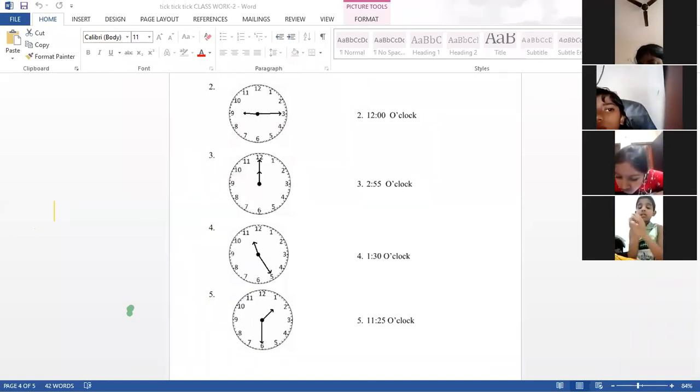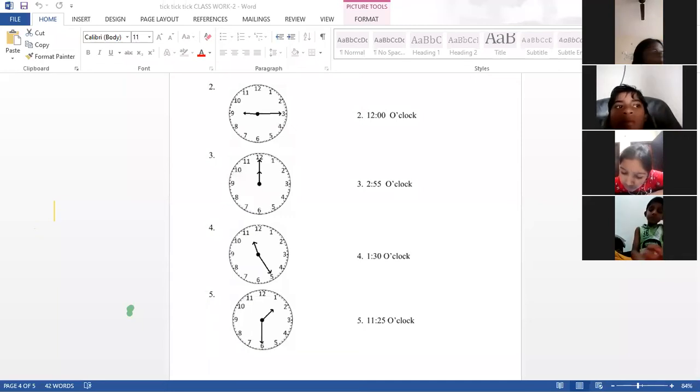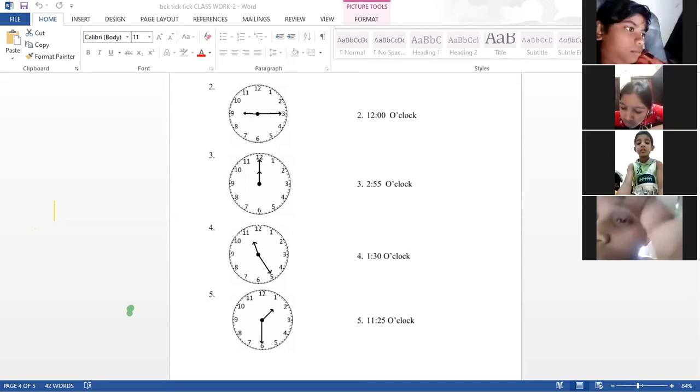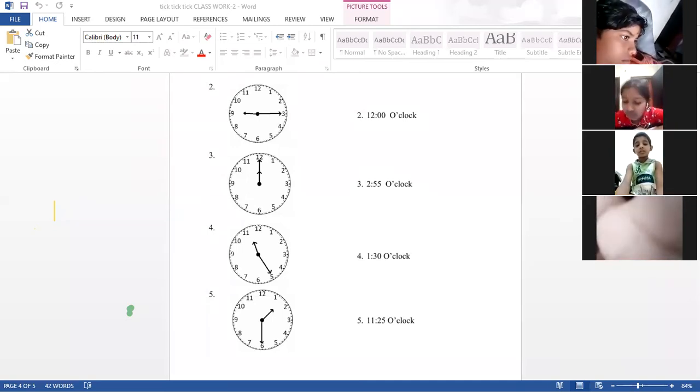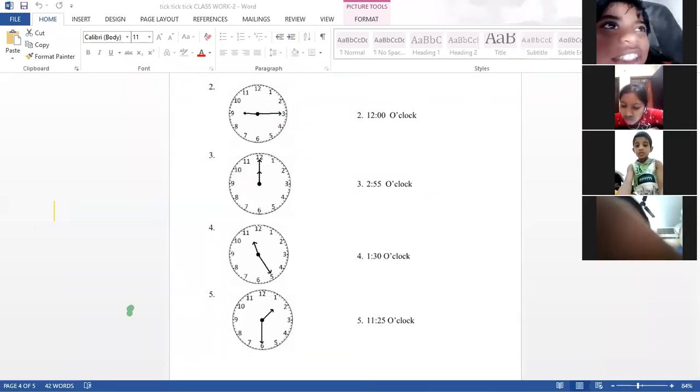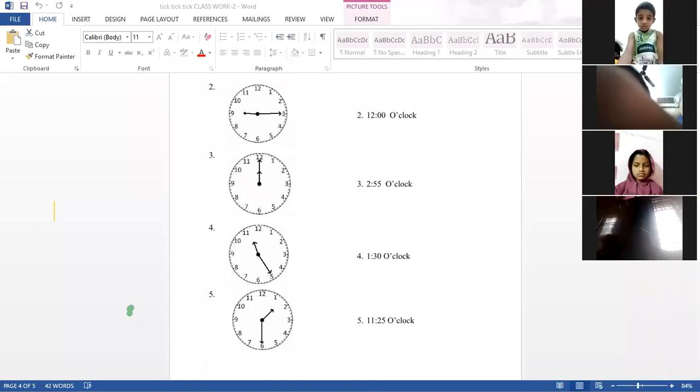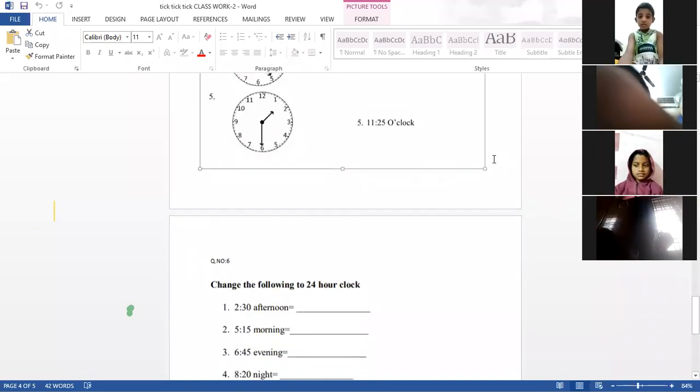How to read this? It is 6:10. We can read it like this also: 10 minutes past 6. 10 minutes past 6 is also the right answer. After 6 o'clock, 10 minutes have completed. You can find the timings like this, 6:10, also, sir.